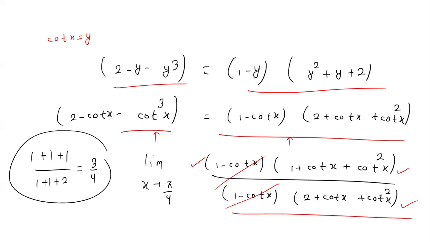Now you put x equal to pi by 4. Cot of pi by 4 is 1, so the numerator is 1 plus 1 plus 1 square. In the denominator, there is 2 plus 1 plus 1 square, which after simplifying will give 3 by 4. So in this way we can solve this problem.